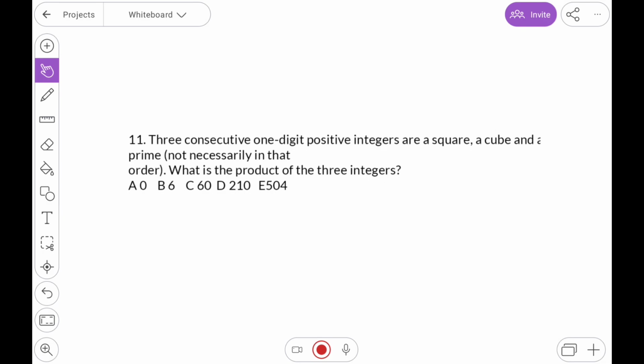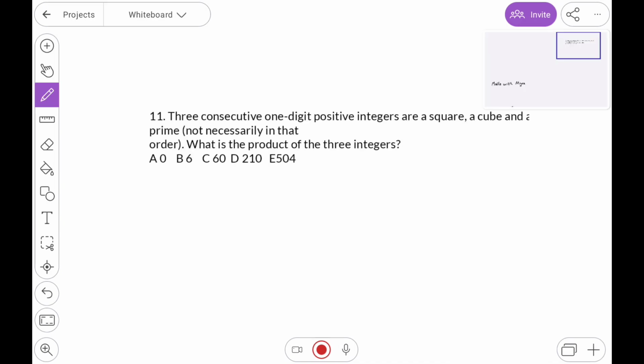Question 11. 3 consecutive 1-digit positive integers, a square, a cube, and a prime, not necessarily in that order. What is the product of the 3 integers? So we need a square, a cube, and a prime. There are only 2 1-digit cube numbers, 1 and 8.